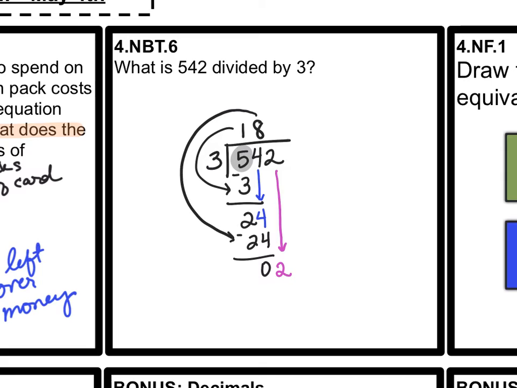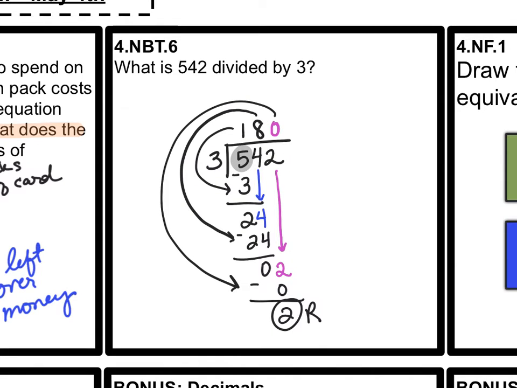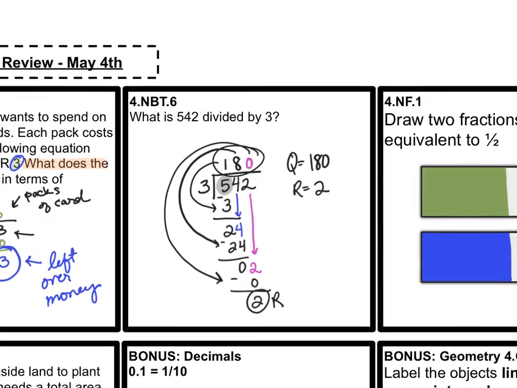3 fits into 2. Well, it doesn't. 3 is the bigger number, which means 3 fits into 2 0 times, and I multiply that down. 0 times 3 is 0. Subtract, and I have 2 remaining. So my quotient is going to be 180, and my remainder is 2. And that's all you had to do.